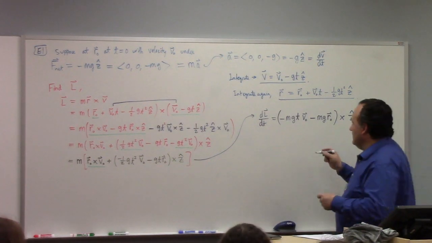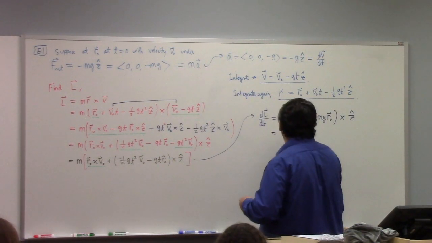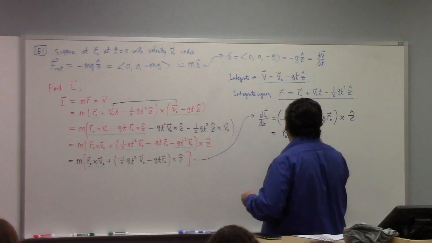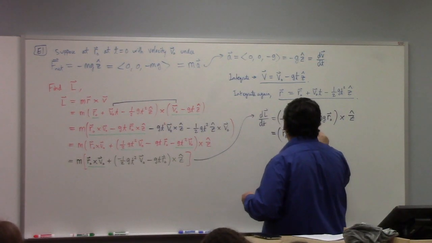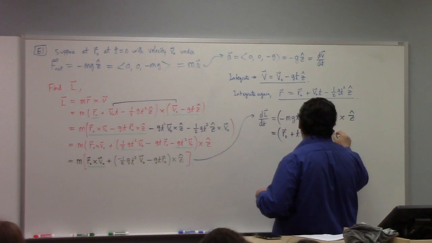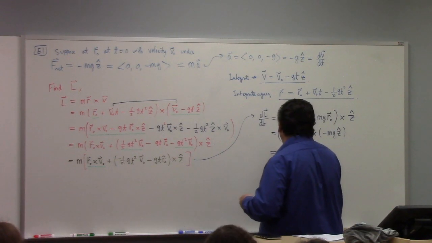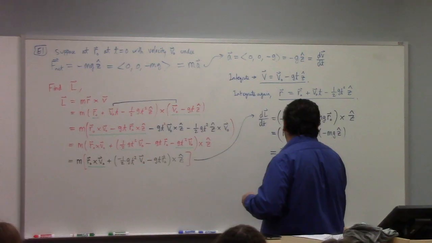Notice that this can be rewritten as r naught plus t v naught crossed with minus m g z hat, which, by the way, is r cross the net force.